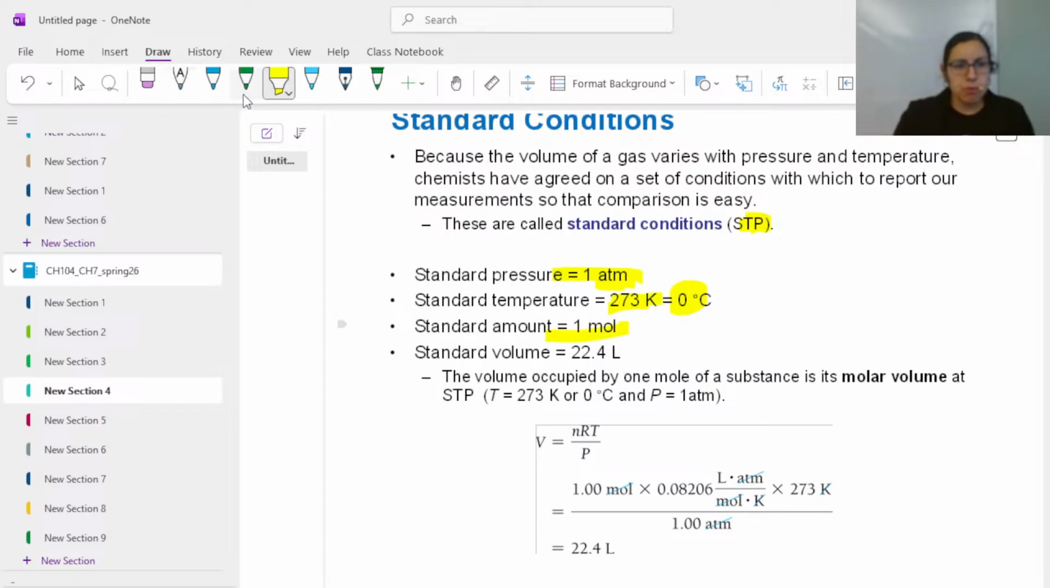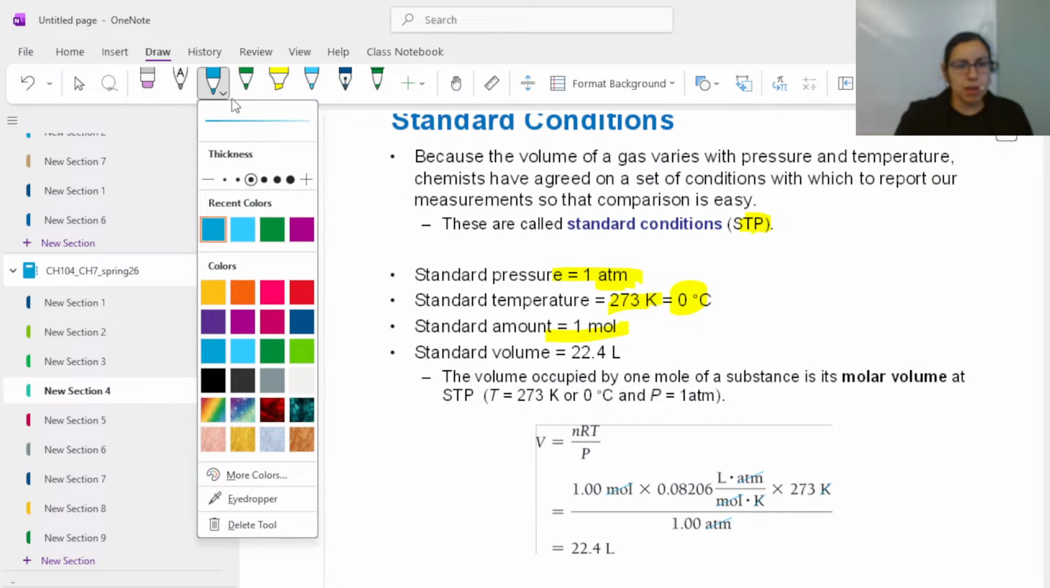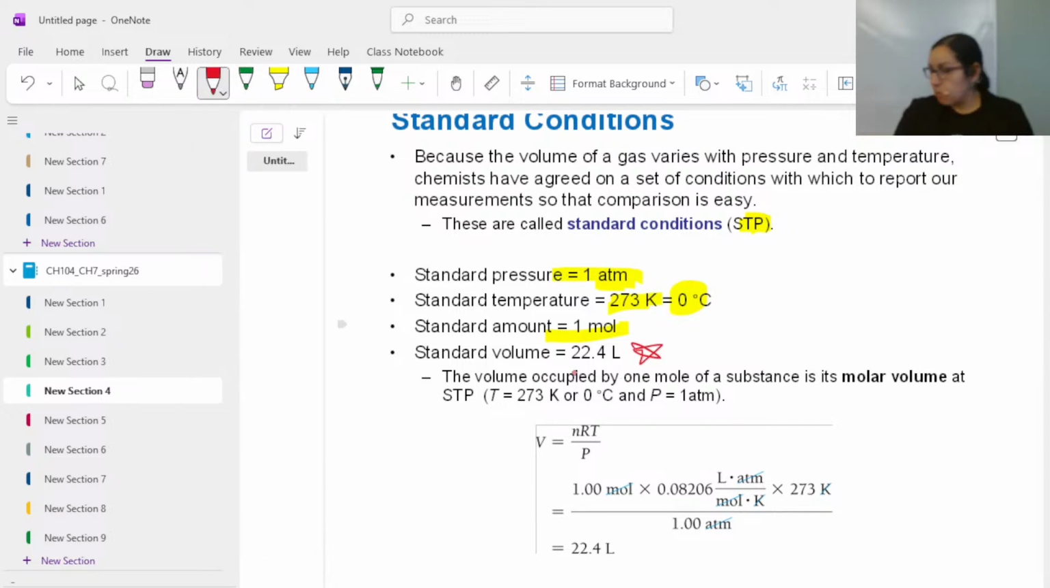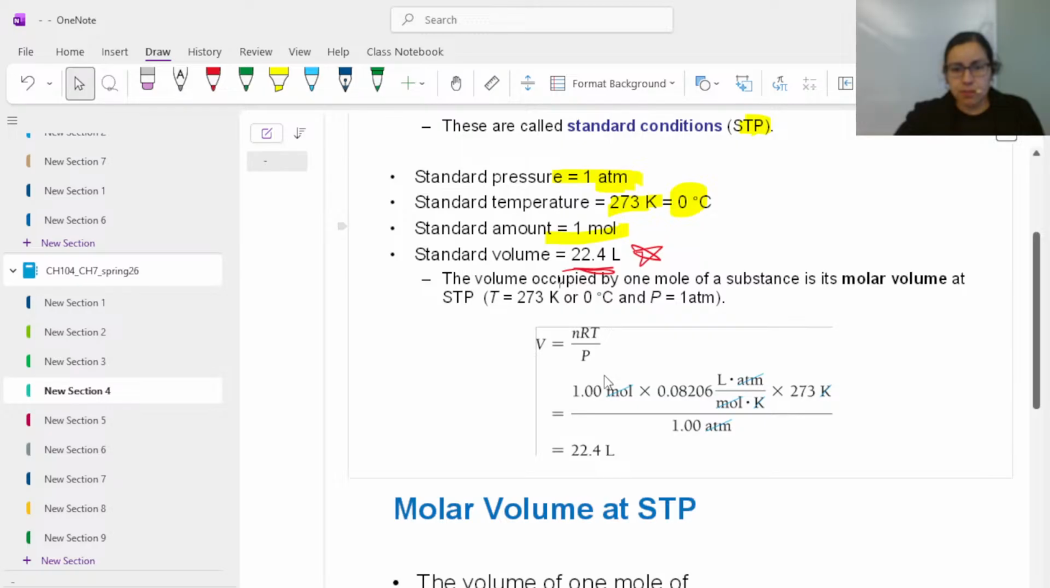This is the important part, because this will be helpful. It also goes back to what we said: 1 mole of substance at STP is going to occupy 22.4 liters. They do prove it to y'all. We could punch this in ourselves, but all they do is solve for volume, punch in the standard conditions, and then we get 22.4 liters.